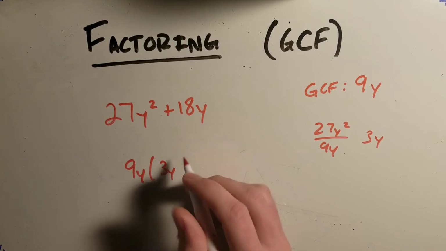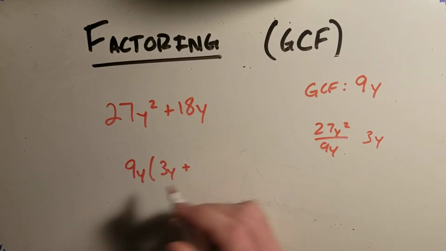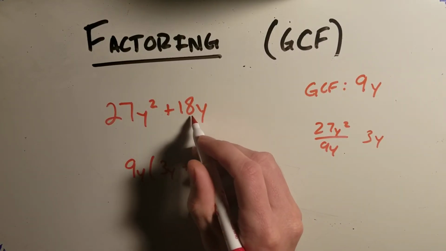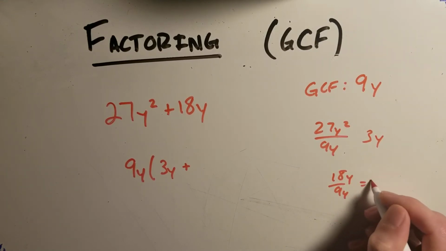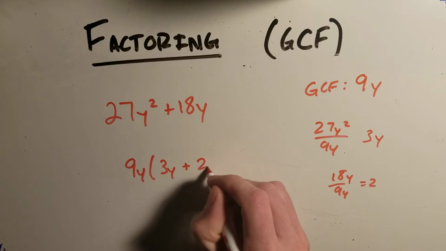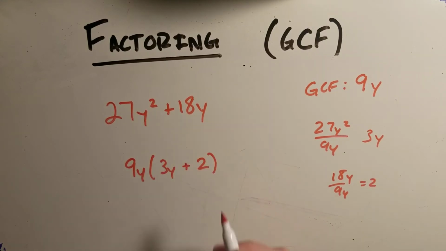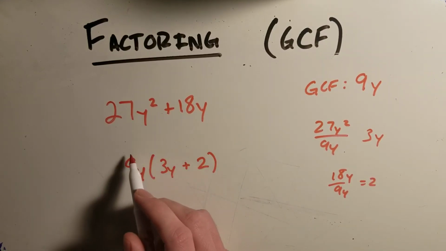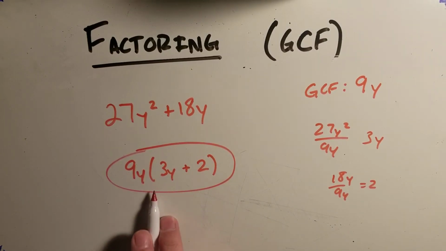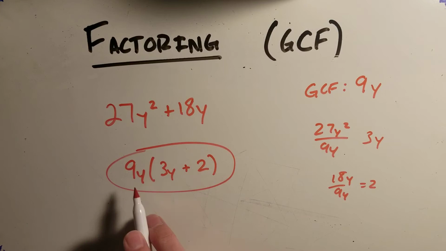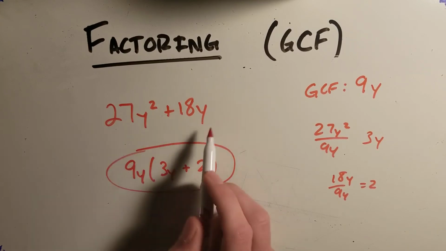So if you're having trouble figuring out these terms, you really could just divide by your greatest common factor. 18y divided by 9y, well, that would just equal 2. So 9y times 2 would give you 18y. And here you are, all completed. So this is the factored version of this. If we were to distribute the 9y throughout, we'd end up here.